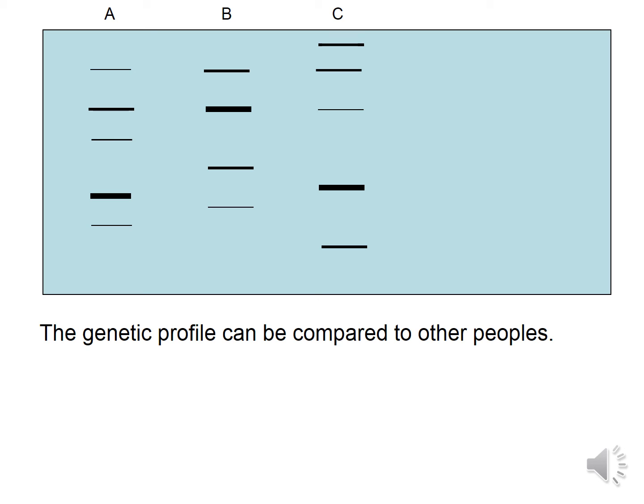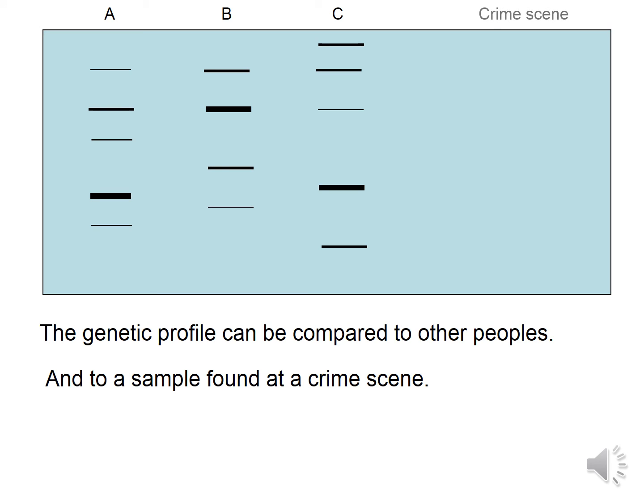But if we looked at a genetic profile of some DNA found at a crime scene, what we would see or hope to see is some similarity. Maybe not exactly perfect, but some similarity. And as this is coming up on the screen, you'll notice that person B here matches the crime scene genetic profile in terms of position of the bands and also the relative thickness of each band.